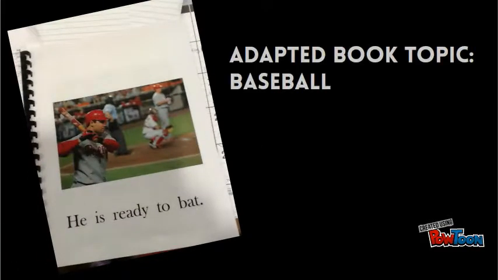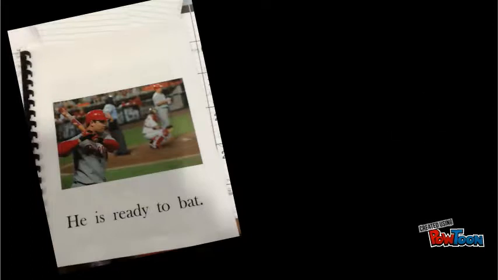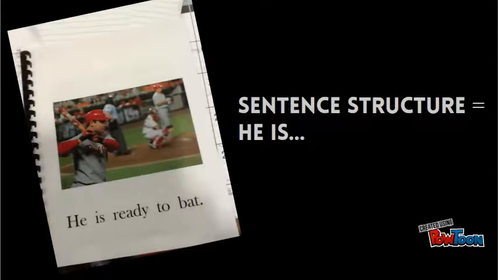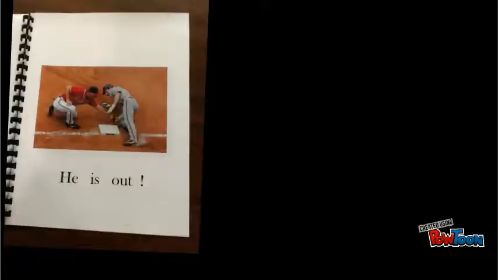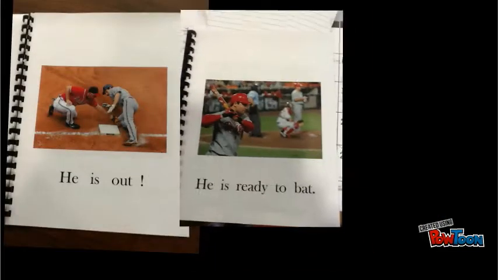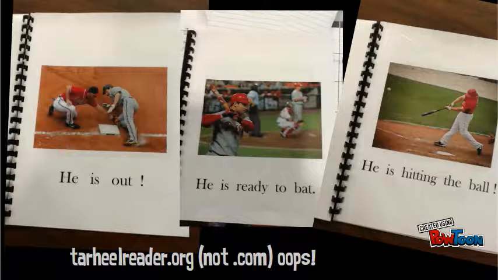For this lesson, I have created an adapted book about baseball, which is one of Cade's loves. You can see on some of these pages that it is very repetitive. The sentence structure is always he is, he is, he is, because we are really working on that he pronoun. You can also see that the pictures are repetitive. I found some of these pictures on other adapted books that are available at tarheelreader.com.